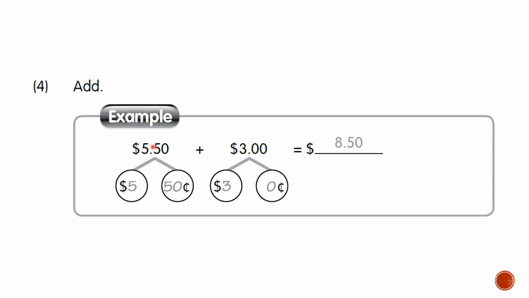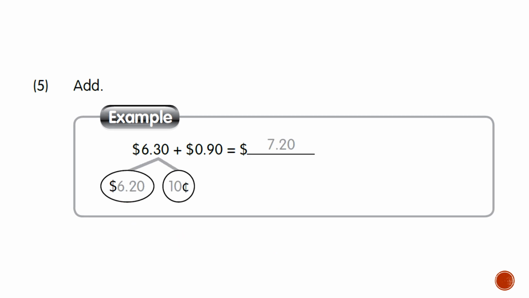See, 5.50, so that means it's $5.50. I split into dollars and cents. $3.00. This is 0 cents behind the decimal point. So it's $3.00. So actually what they are doing here is adding the dollars first. So 3 plus 5, you get $8. And then you add the cents. 50 cents plus 0 cents gives you 50 cents or $0.50. Okay, so then after that, all you have to do is to add this with this to get this answer. Okay?